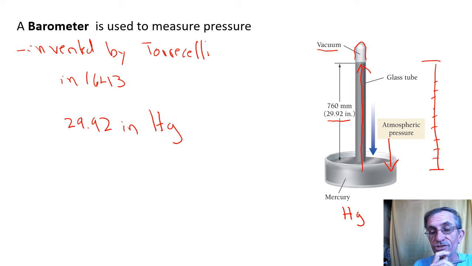We already mentioned PSI, right? That's a unit of pressure. And another unit of pressure is inches of mercury. So 29.92 inches of mercury. Again, that's on a normal day.